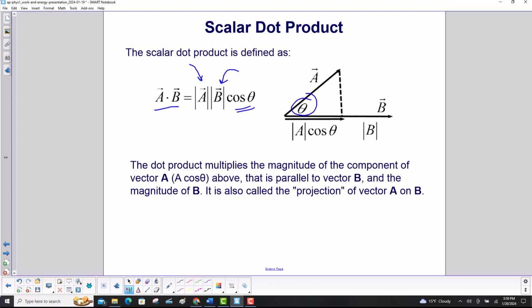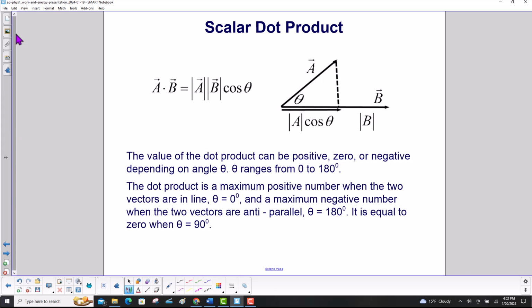The dot product multiplies the magnitude of the component of vector A, so here's vector A, here's A cosine theta, that is parallel to vector B, and the magnitude of vector B. It is also called a projection of vector A on B. For example, if you had light coming down here, and this were a rod, a ladder, it would throw a shadow that had a length of A cosine theta.